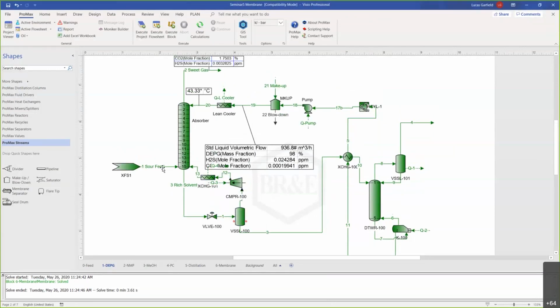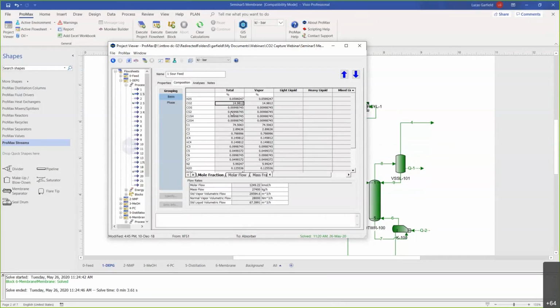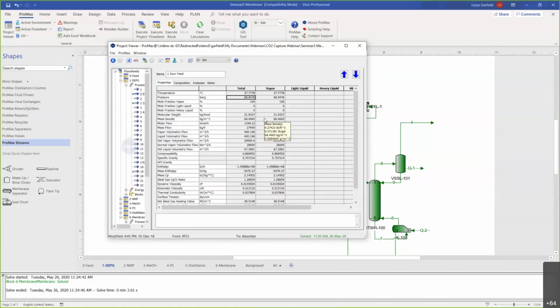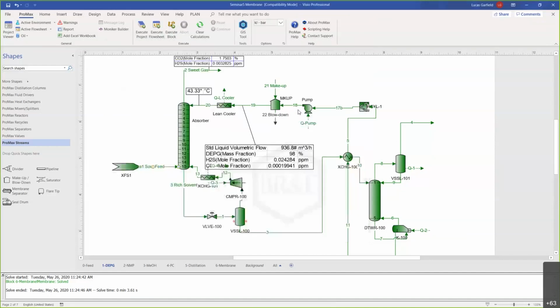Our sour feed in this case, if I open it, is 15% CO2, 75% methane, and then the balance is different hydrocarbons and nitrogen. The key thing here is that we're at 68.9 bar gauge, so we've got a lot of pressure, and that's going to mean that this physical solvent is viable. Now, to set this up, it's really straightforward, just like the amine unit.